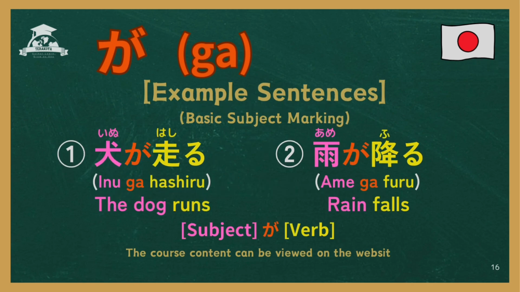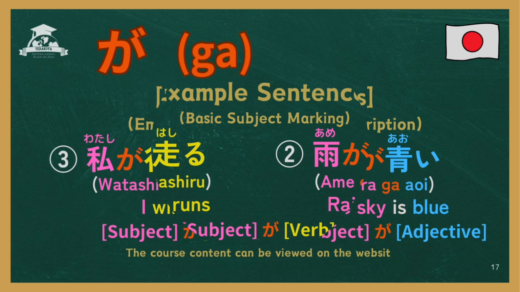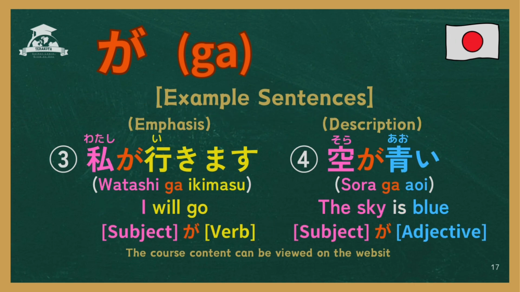犬が走る。It means the dog runs. 犬 is dog. 走る is to run. 雨が降る。It means rain falls. 雨 is rain. 降る is to fall.